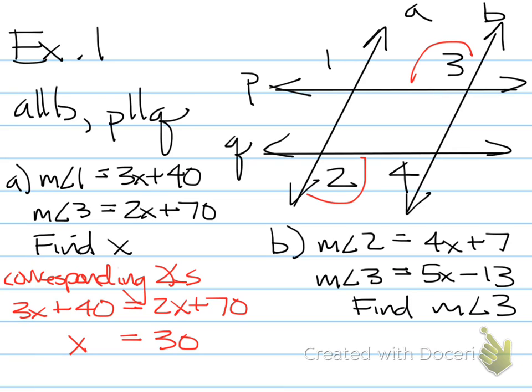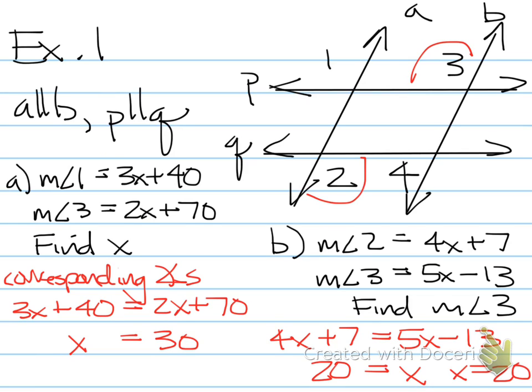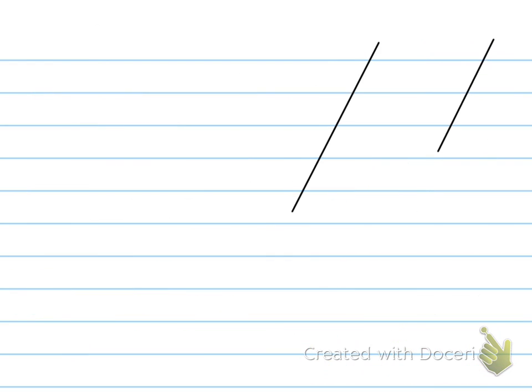So we want to set those two expressions equal to each other. Subtract 4x from both sides to get x on the right side. Add 13 to both sides to get x on the left side. So x equals 20.